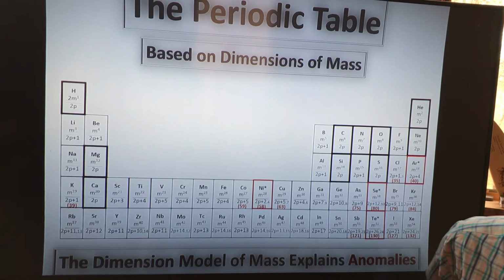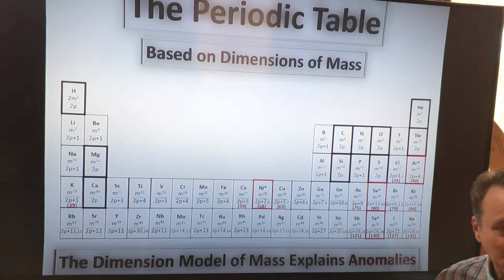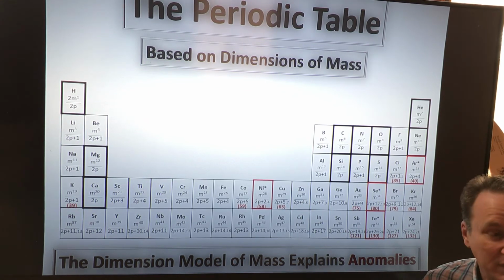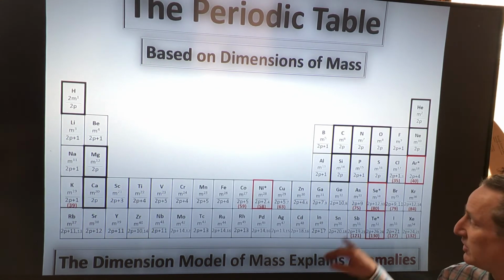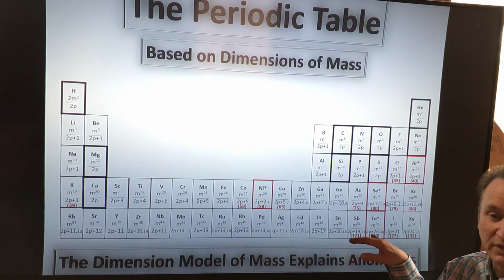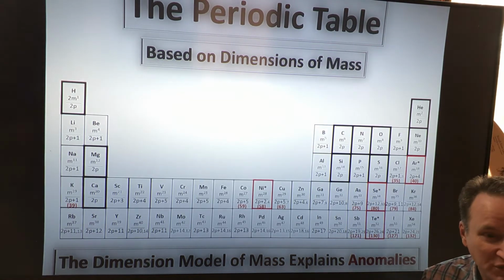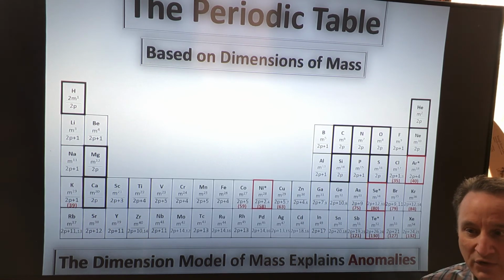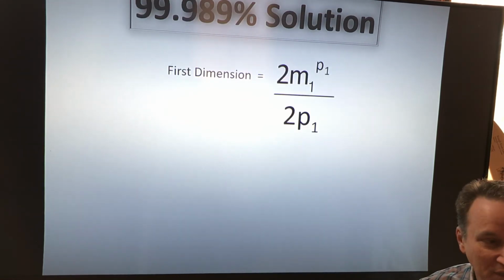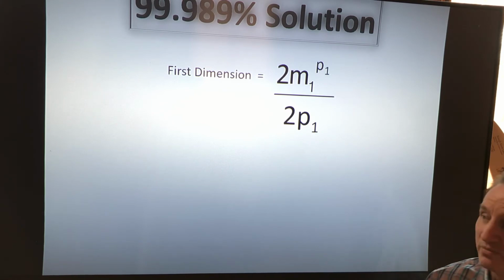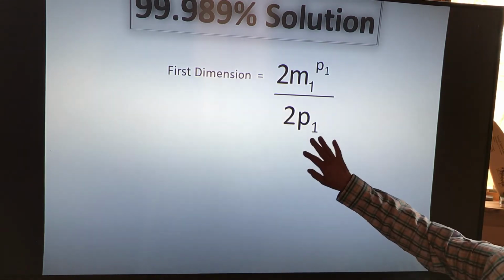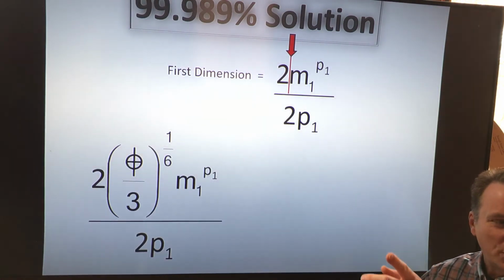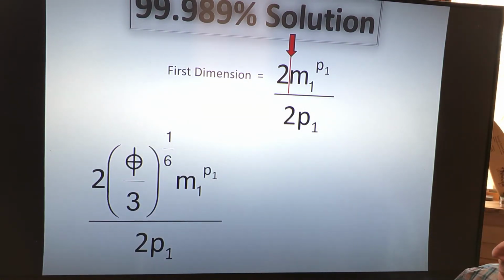So the dimension model of mass allows you to see, by putting it in that form of equation, and then this is the deconstruction level, then just looking at the values for the deconstruction, you can see which are the regular deconstructions, which are the anomalies, and which are the true dimensions, the 10 true dimensions. So the first dimension of mass was m to the p over 2p, but just with that extra 2 out there to designate the first.